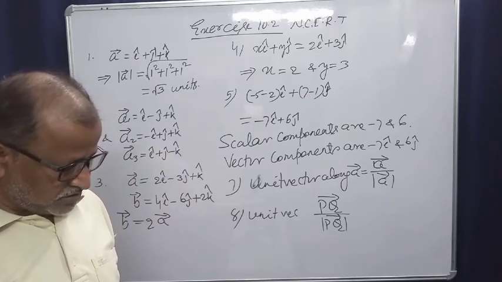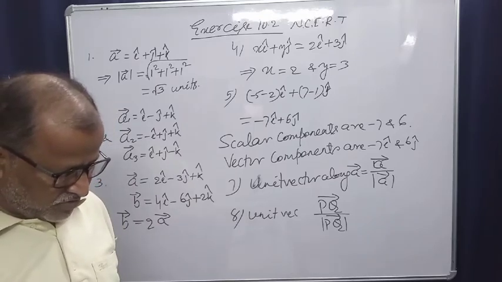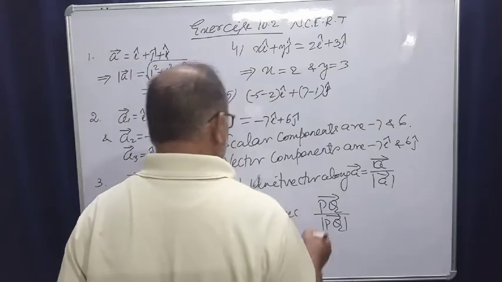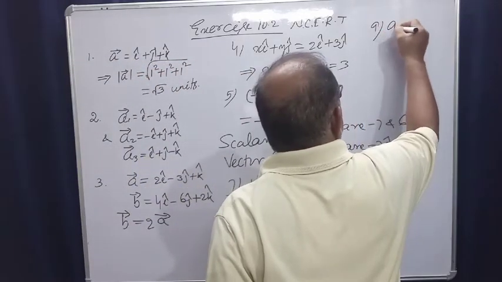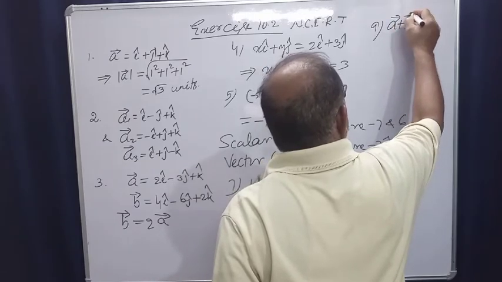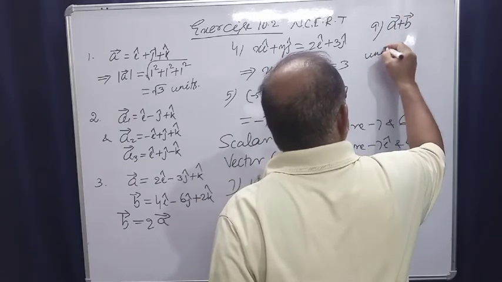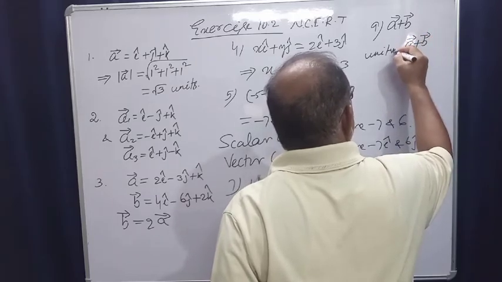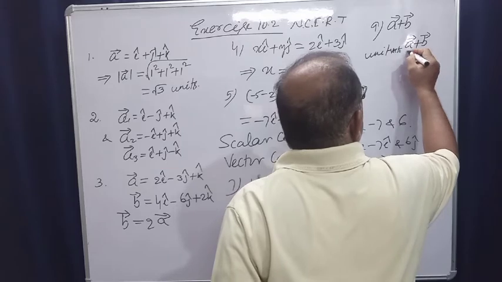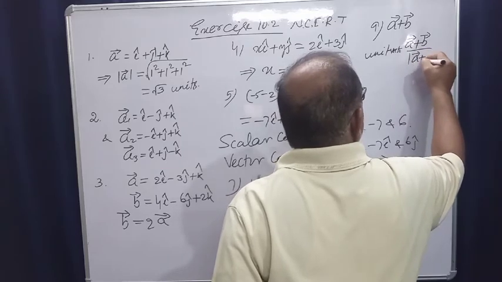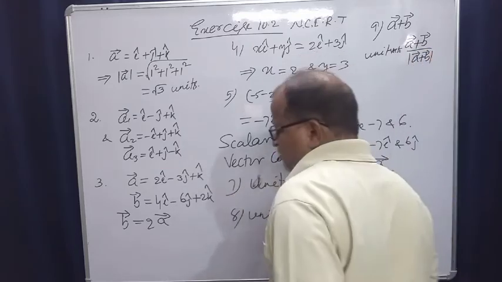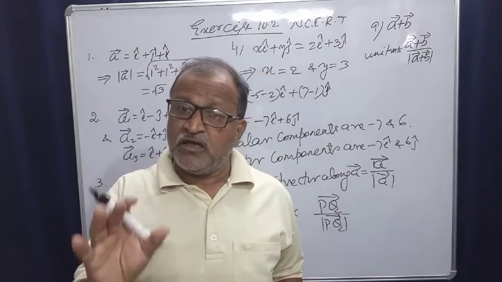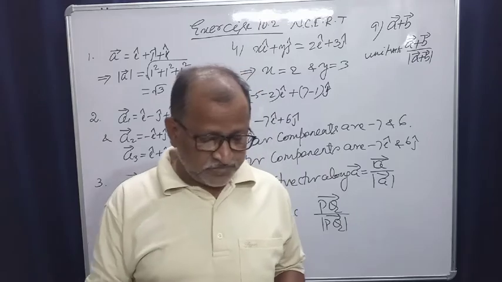9. For given vectors A, B, find the unit vector in the direction of A plus B. First find out A plus B. Question number 9. First find out this. Then the unit vector as well. A plus B by the magnitude of A plus B. How will you add two vectors? You have to add the corresponding components, right?